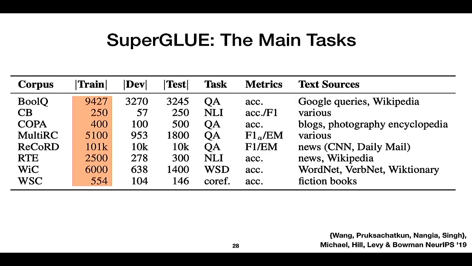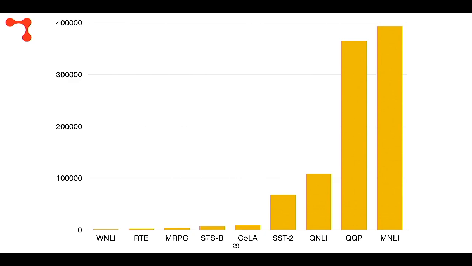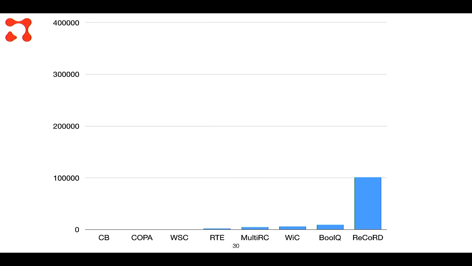And looking at training data set size, I think this was a really obvious trend that the tasks that survived through this filtering tended to be ones with relatively small training sets. For a quick visual comparison, here's this linear scale plot of the data set sizes for GLUE. Here's the same plot for SuperGLUE. We've got 3 tasks with under 1,000 examples, and all but one of them are under 10,000. So smaller data regime.